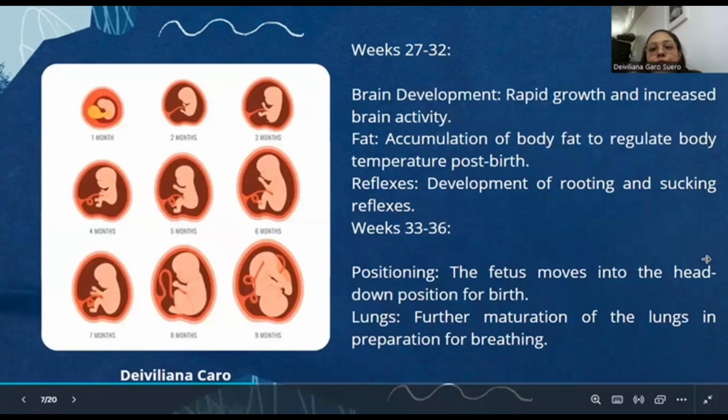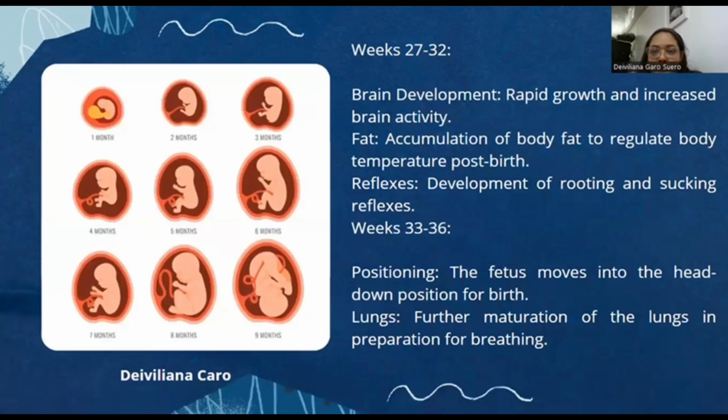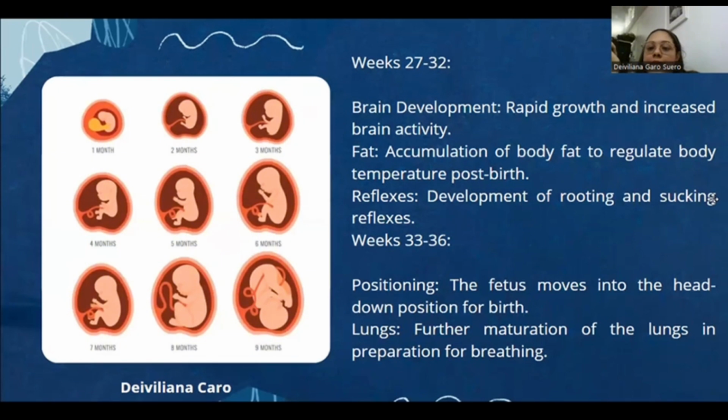Weeks 28 to 32. Brain development: rapid growth and increased brain activity. Fat: accumulation of body fat to regulate body temperature after birth. Reflexes: development of rooting and sucking reflexes.